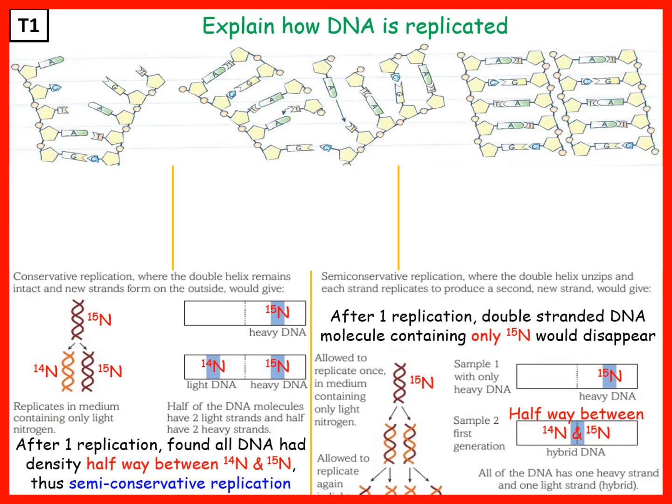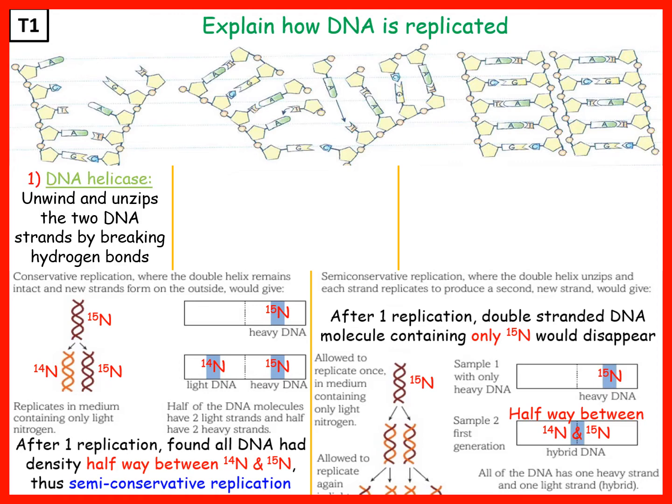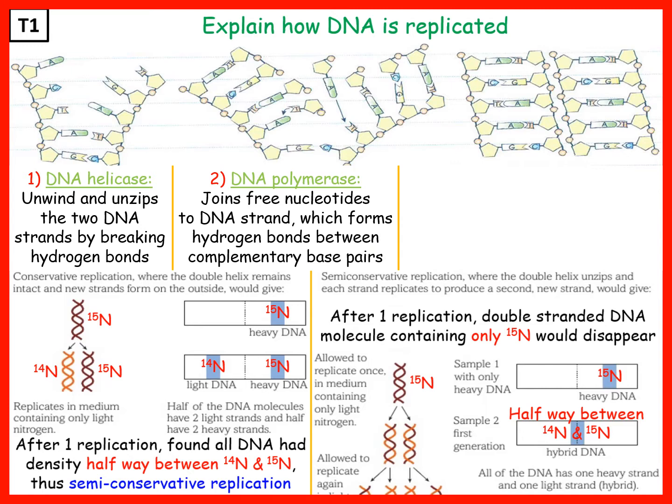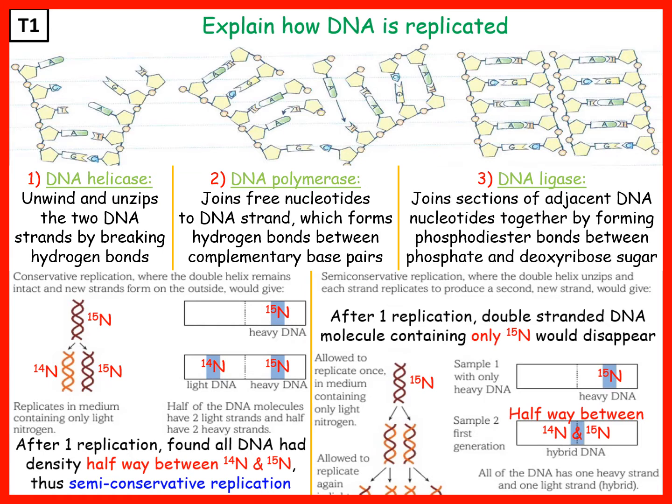In topic 1, we learned how DNA is replicated during interphase of the cell cycle, and this requires different enzymes. First, DNA helicase unwinds and unzips the two DNA strands by breaking hydrogen bonds. Then DNA polymerase joins the free nucleotides to the DNA strand, forming hydrogen bonds between complementary base pairs. These nucleotides then have to be joined together, which is done by DNA ligase, which joins sections of adjacent DNA nucleotides by forming phosphodiester bonds between the phosphate and deoxyribose sugar of adjacent nucleotides.